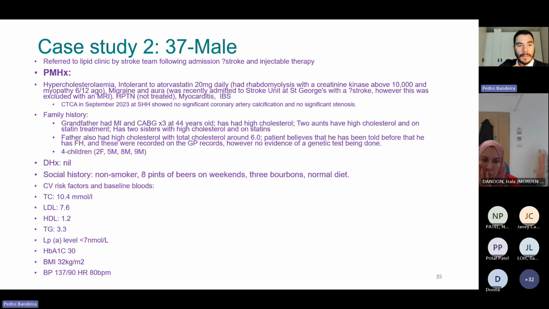So this patient has four children, a 2-year-old female and three boys. And at the lipid clinic, he was not on any medications. So you can see his blood cholesterol was very high. It was 10.4, with LDL 7.6, and he had other risk factors as well, including high alcohol intake, over 40 units per week, and his BMI was 32, and blood pressure is slightly raised.